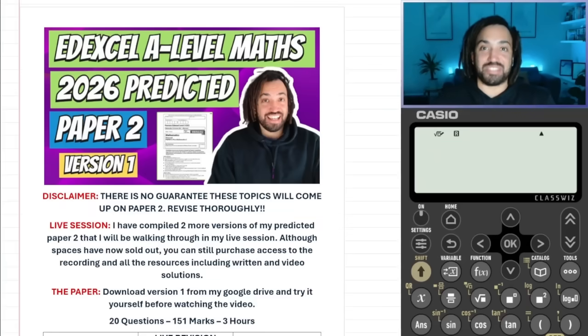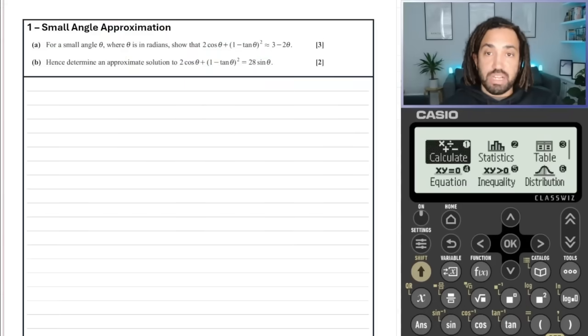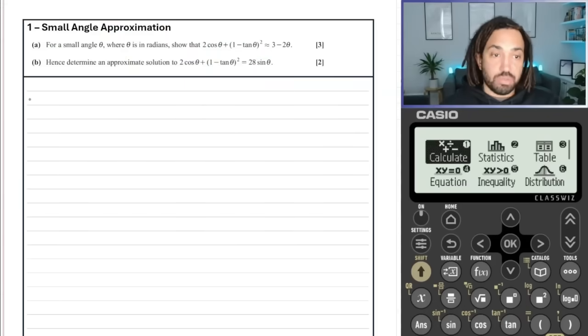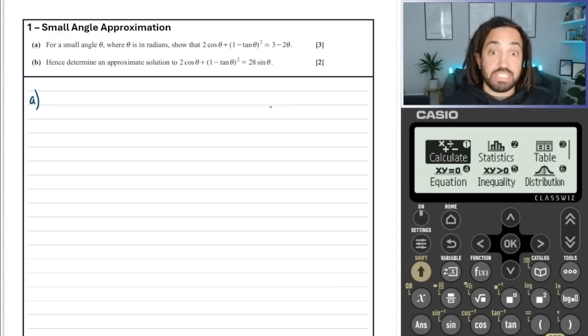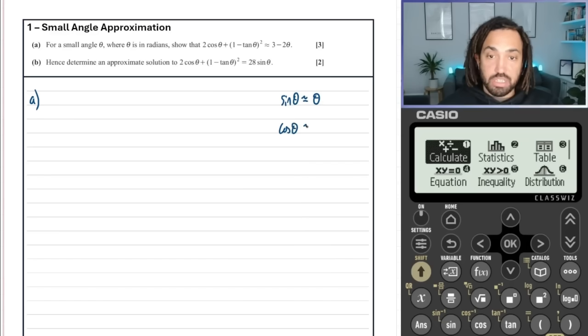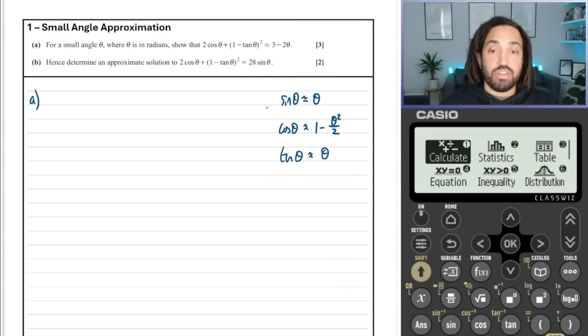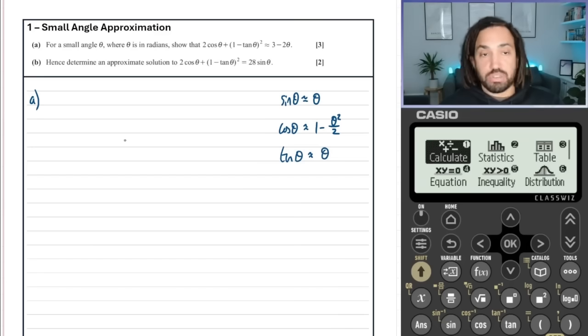Let's get into the maths. Let's go. Okay, we've got small angle approximations, and we'll start off with part A. But actually, first, we'll just remind ourselves of what the small angle approximations are. And that is that sine theta is approximately equal to theta. Cos theta is approximately equal to 1 minus theta squared over 2. And tan theta is also approximately equal to theta. Now, those are given in your formula book, so you don't need to memorize those.